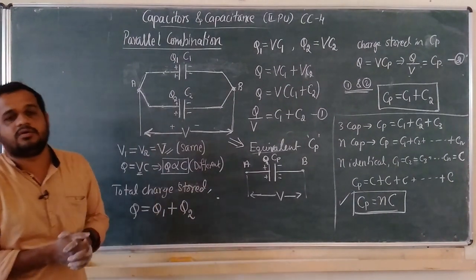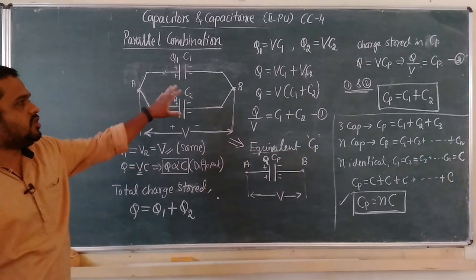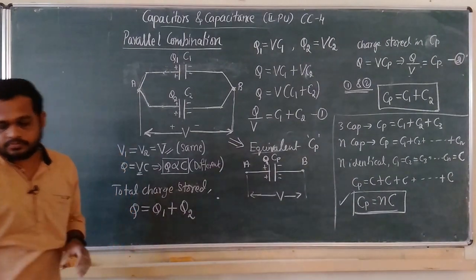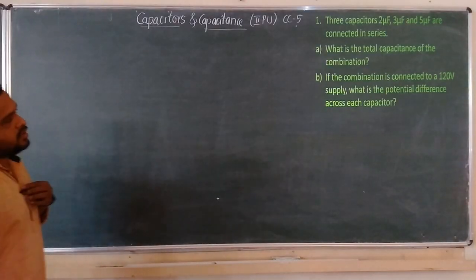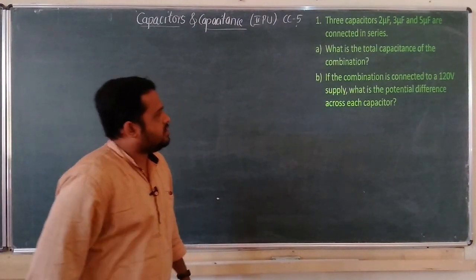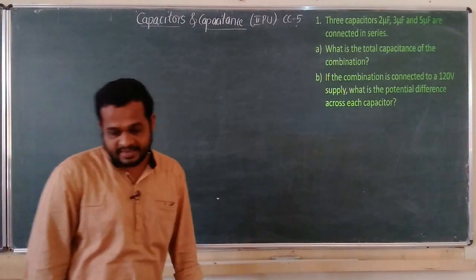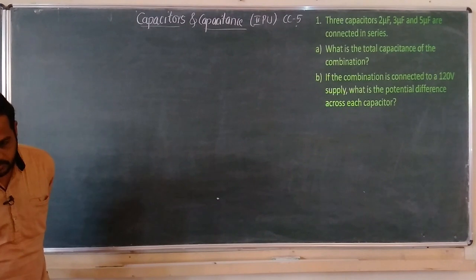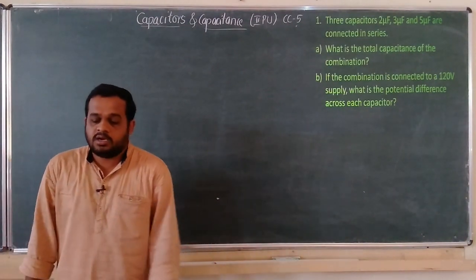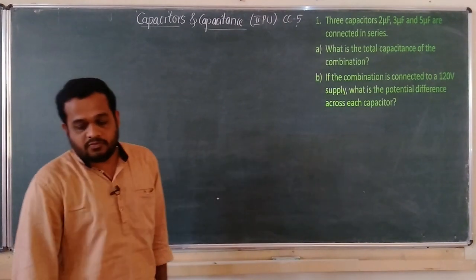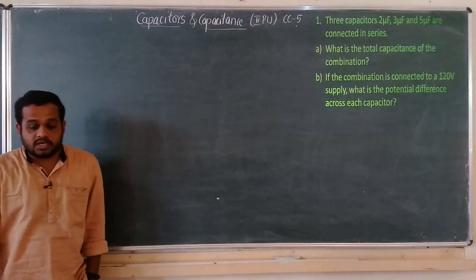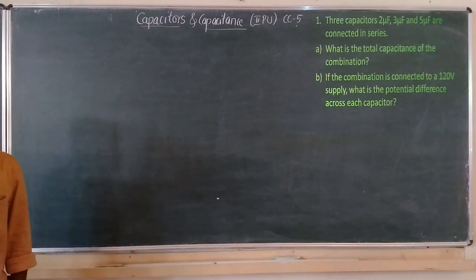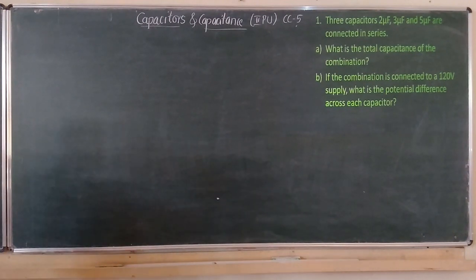Now, let us solve 2 or 3 problems based on grouping of capacitors. The first problem: 3 capacitors, 2 microfarad, 3 microfarad and 5 microfarad, are connected in series. What is the total capacitance of the combination? The second part is, if the combination is connected to a 120 volt supply, what is the potential difference across each capacitor? So it is based on series combination of 3 capacitors. The given problem is this one.